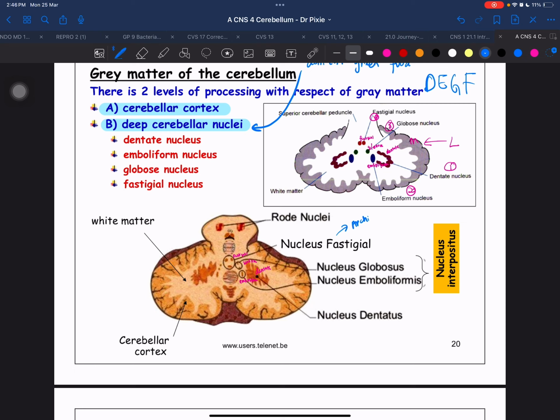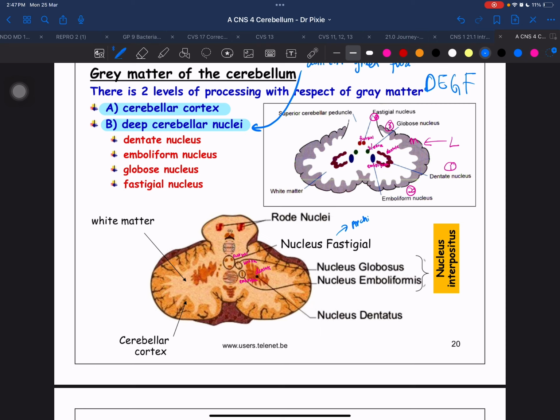Quickly test your short-term memory. Choose the right organization of these deep nuclei from lateral to medial. D. Very good. D, don't eat greasy food. Okay, this is easy. But how about if I ask you to write? Remember, you must learn to write emboliform, globus, fastigial. Now I'm going to relate one by one. Here comes the whole summary.